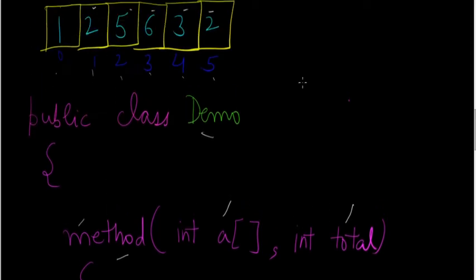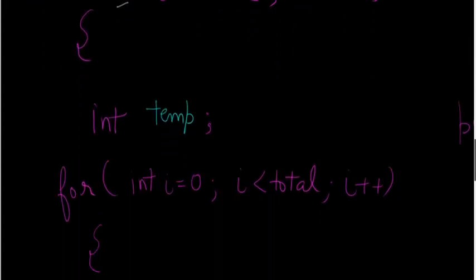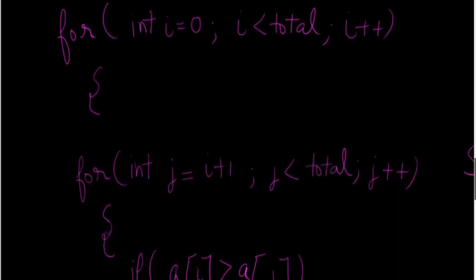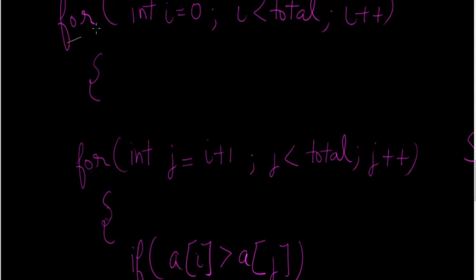So the total number of elements here is 1, 2, 3, 4, 5, 6. So total elements are 6. Then I create a variable that is temp. Then we will use the iteration method, that is a for loop. It will go i equal to 0, i less than total, which is 6, then i plus plus.